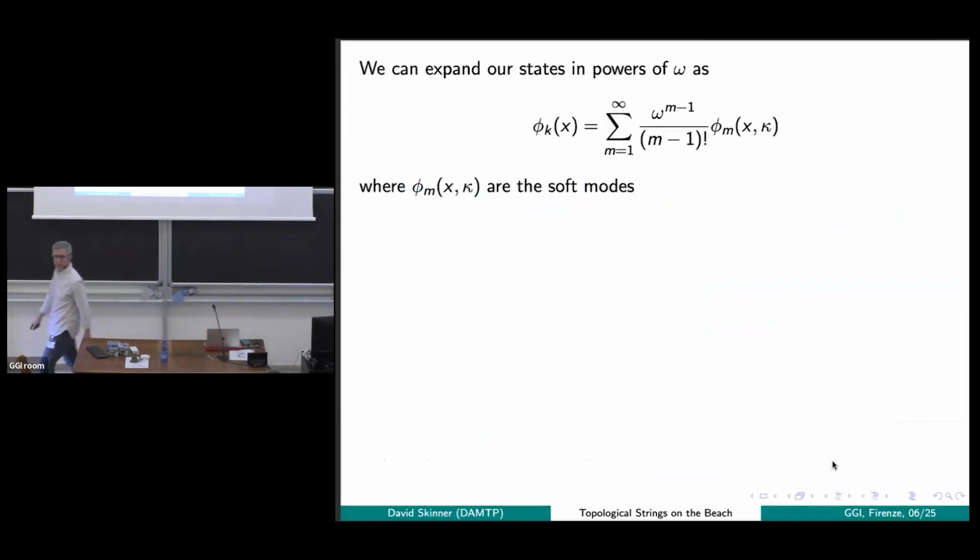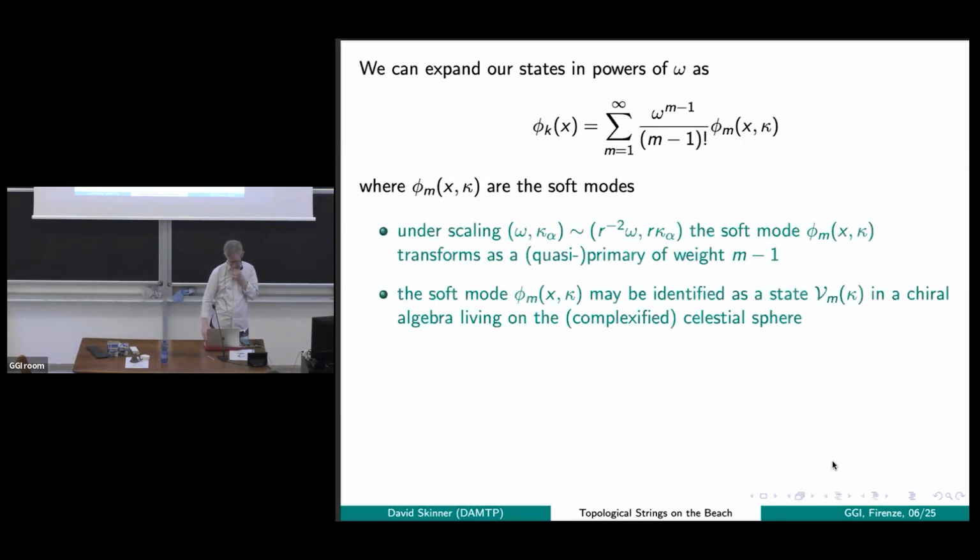Okay, so just as in standard celestial holography, I can now expand my field. This is my momentum eigenstate, for example, with that funny dispersion relation. I can expand it in powers of the energy, so in powers of omega, and I'll choose to do that this way. The coefficients of that expansion are what we'd normally call the energetically soft modes. Now, we said that omega and kappa were defined up to this mutual scaling, and because of that, if I rescale omega here, this soft mode has to compensate for that. What that's telling me is it transforms as a quasi-primary operator on the celestial circle of weight m-1.